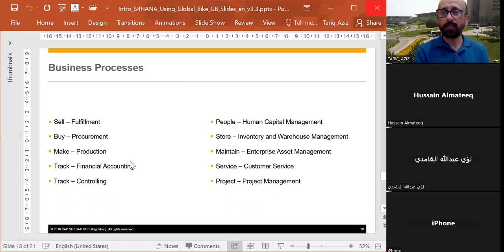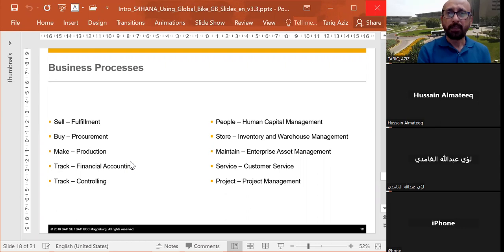Then we have storage of items. Inventory and warehouse management is also implemented. Maintenance, this is what we call in the old SAP system plant maintenance, enterprise asset management. Then we have customer services and project management. So these are the business processes implemented for this company in SAP.